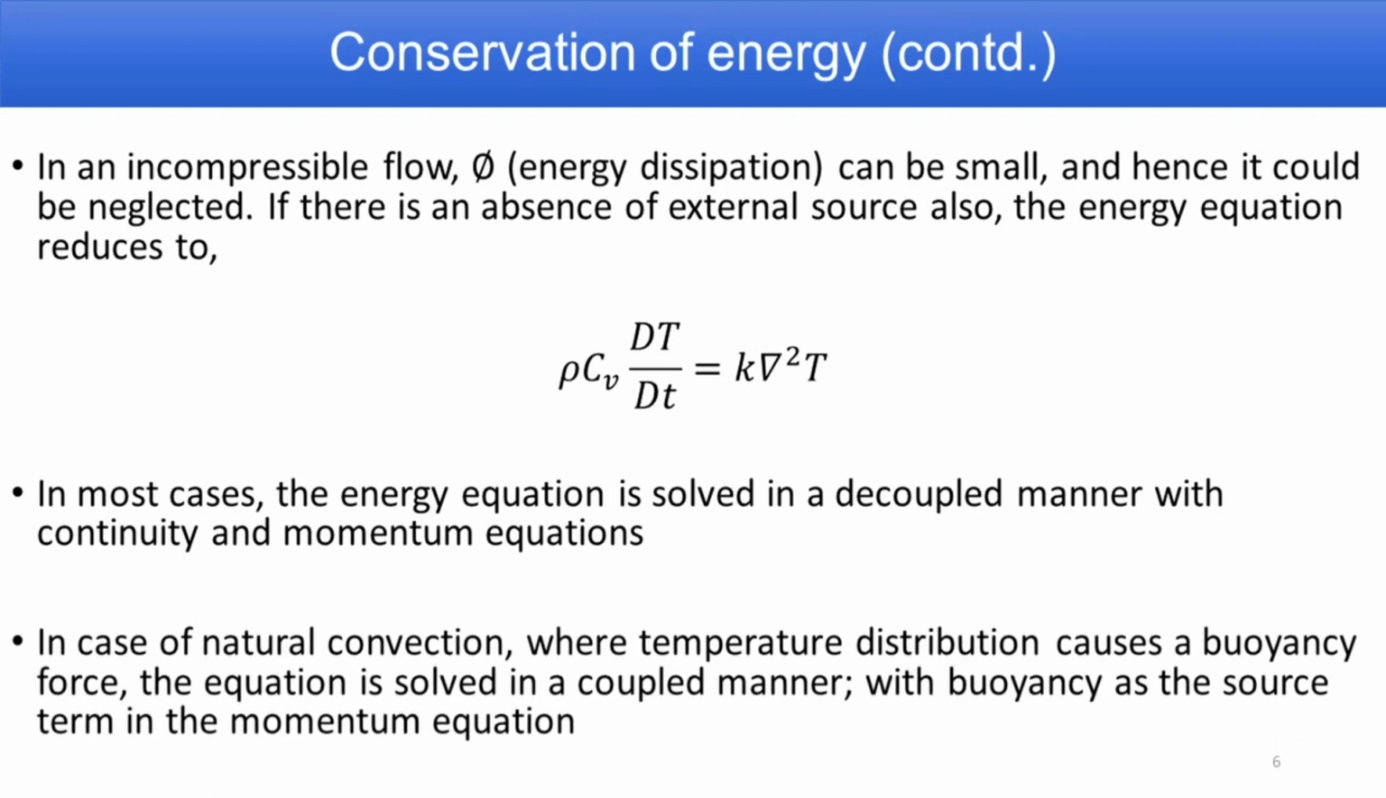But in a problem where there is natural convection, where the temperature distribution causes a buoyancy force, this procedure is not applicable. We need to solve the energy equation in a coupled manner with the momentum equation, because in a natural convection problem the buoyancy force acts as an external source term in the momentum equation. Hence, we have to solve the energy equation as and when we are solving the momentum equation.